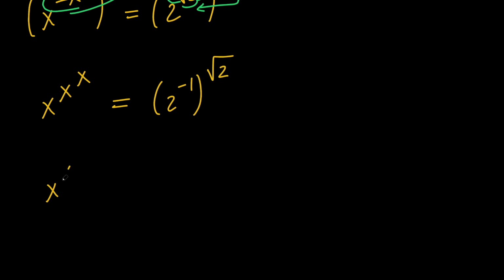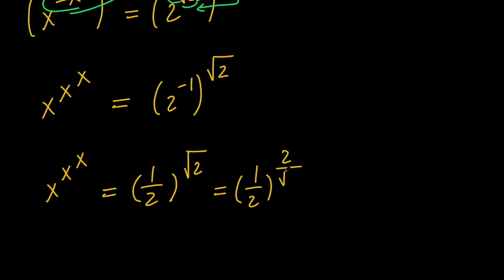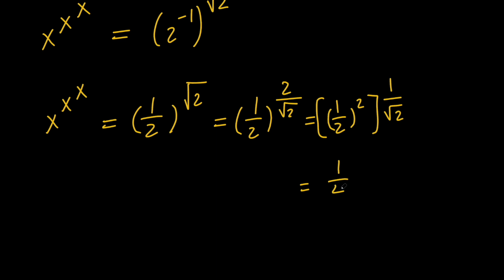So we have x to the power of x to the power of x equals 1 over 2 to the power of the square root of 2. Now we can replace the square root of 2 with 2 over the square root of 2, because 2 over the square root of 2 is the square root of 2. Next, we can write this as 1 over 2 squared and then raised to the power of 1 over the square root of 2. 1 over 2 squared is 1/4. So we have 1/4 to the power of 1 over the square root of 2.